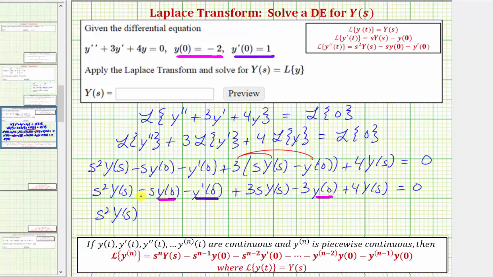Here we're going to have negative s times y of 0, which is negative s times negative 2. That becomes plus 2s. And then here we have minus y prime of 0, which would be minus 1, plus 3s times big Y of s. And then we have minus 3 times y of 0, which would be minus 3 times negative 2, which becomes plus 6. Then we have plus 4 times big Y of s equals 0. Let's continue on the next slide.